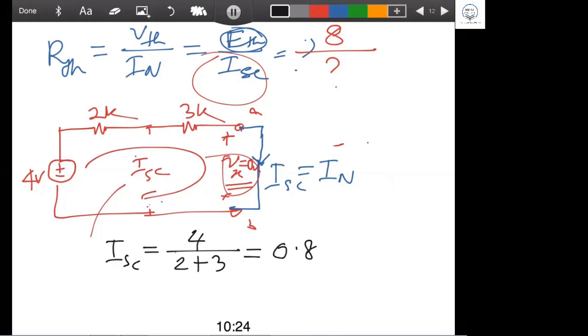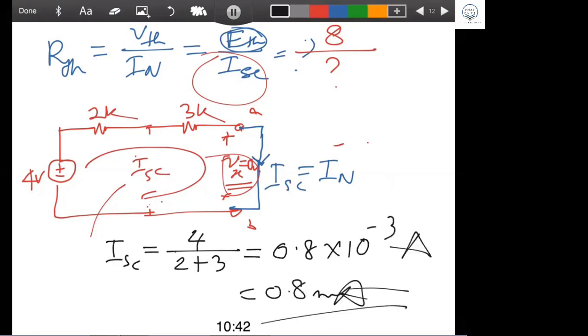0.8 what? As an ampere? It's a kilo, milliampere. Milliampere, right. If you multiply with 10 to the power minus 3, you can say it's in ampere. Otherwise the 0.8 is in milliampere. So this is what you have to substitute. This is in volts, and it is better to put ampere, so 0.8 times 10 to the power minus 3 ampere.